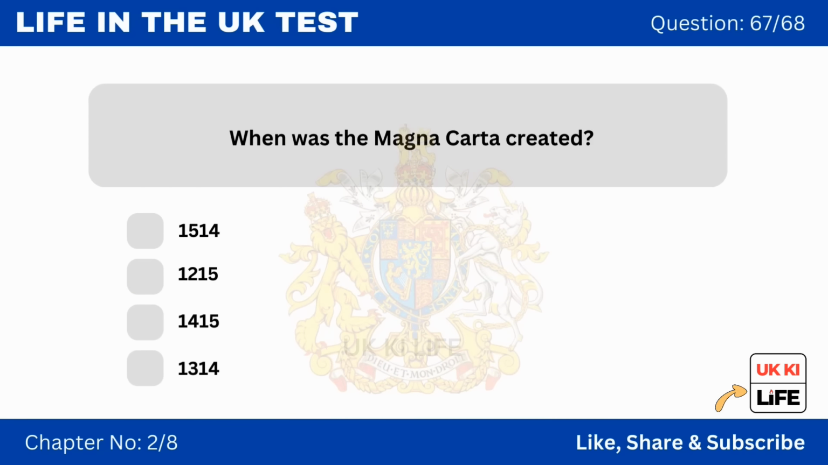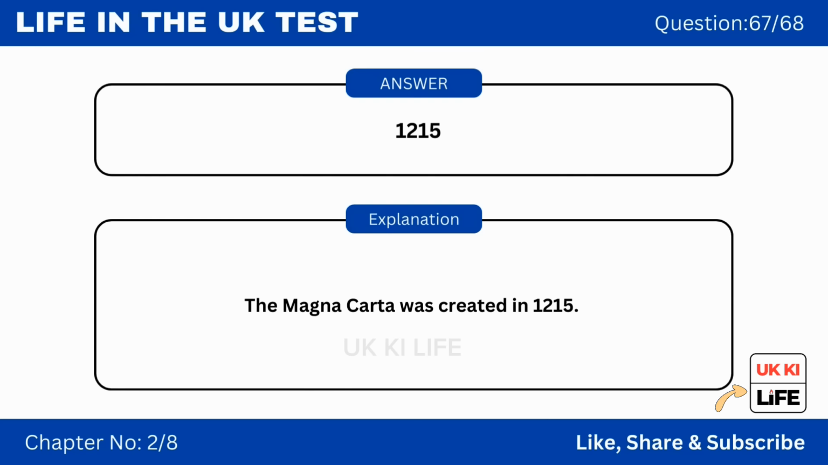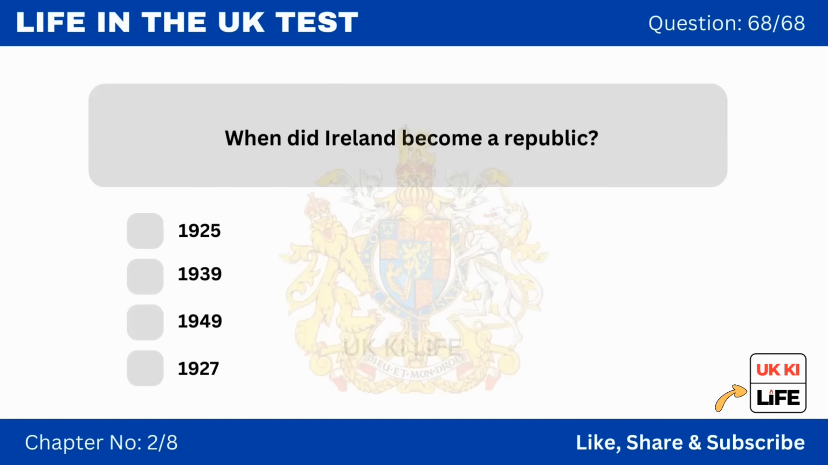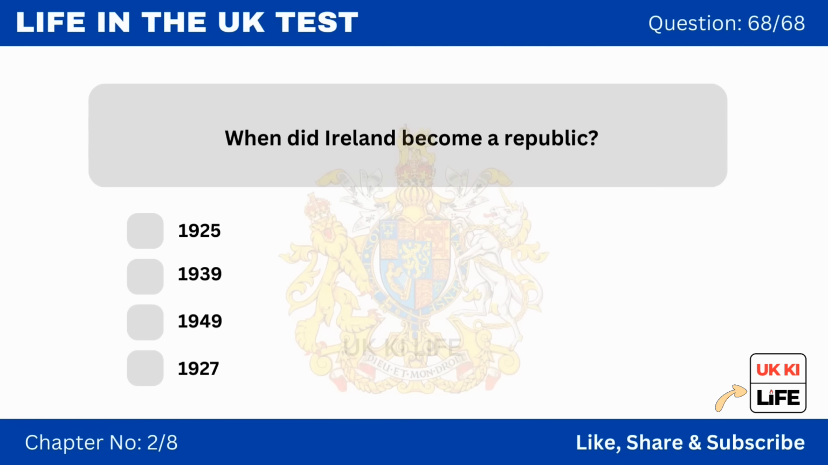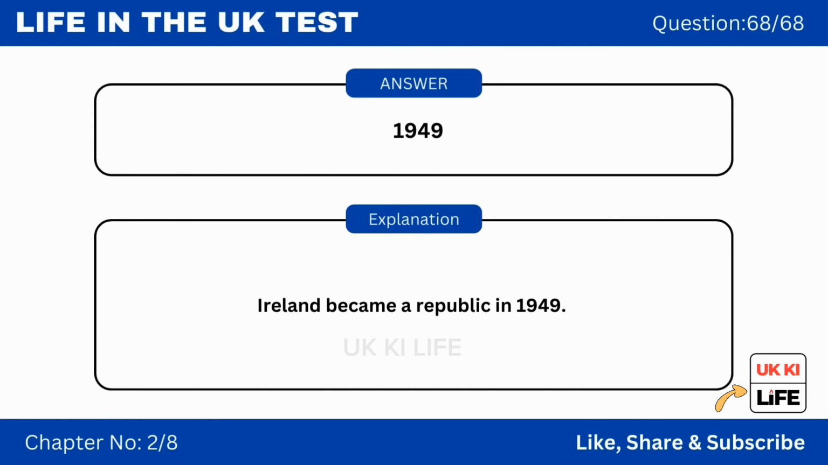The correct option is B. Explanation. The Magna Carta was created in 1215. Question 68. When did Ireland become a republic? 1925, 1939, 1949, 1927. The correct option is C. Explanation. Ireland became a republic in 1949.